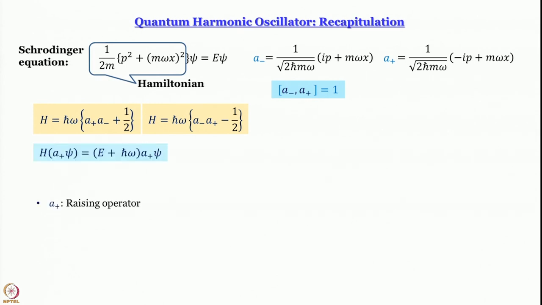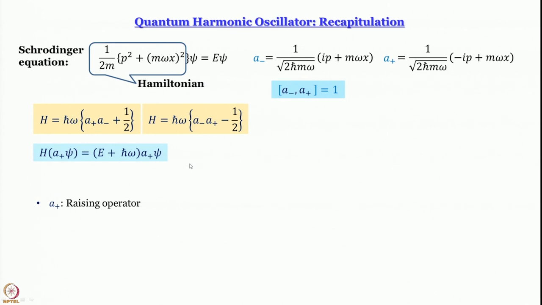So, what we have learned is that these are called ladder operators for a reason. If A plus operates on psi, for example, it produces a new wave function, which is an eigenfunction of the same Hamiltonian operator, with the interesting phenomenon that the eigenvalue of energy is more than the eigenvalue of the original wave function psi by h cross omega, which is one quantum of vibrational energy. So, H operates on A plus psi to give us E plus h cross omega multiplied by A plus psi.